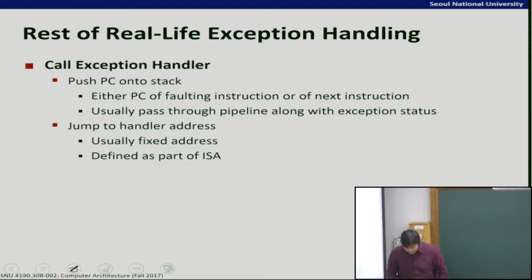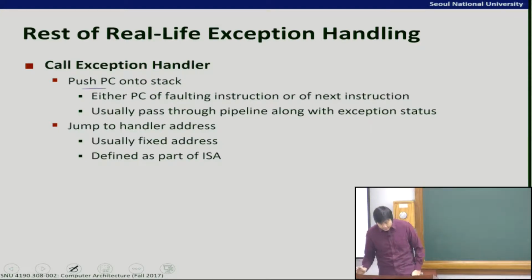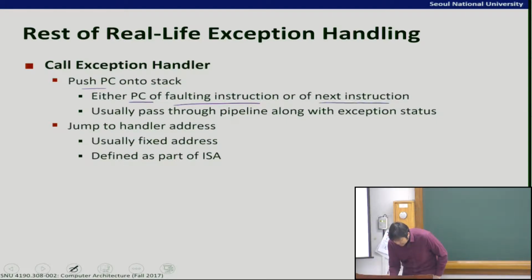So as we did for a function call, we have to first push the return address. It could be either the PC of the faulting instruction or the next instruction. It depends. Sometimes you have to return to the current instruction and retry, and then maybe the behavior is corrected. Or sometimes you just move on to the next instruction.